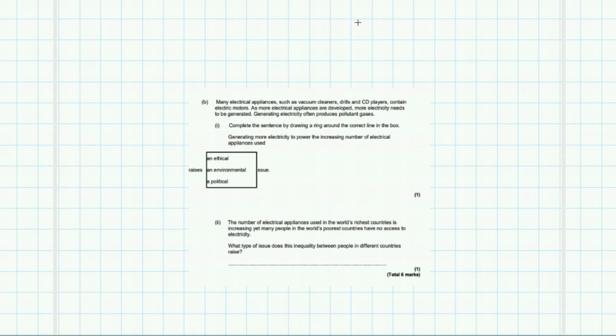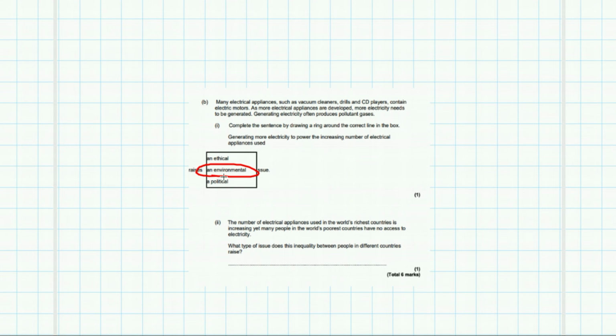Many electrical appliances such as vacuum cleaners, drills and CD players contain electric motors. Complete the sentence by drawing a ring around the correct box. Generating more electrical power to increase the number of electrical appliances used raises an ethical, environmental or political issue. So if more electricity is generated, electricity produces pollutant gas. So if you have more electricity, you're going to increase the number of pollutant gases. So this becomes an environmental issue.